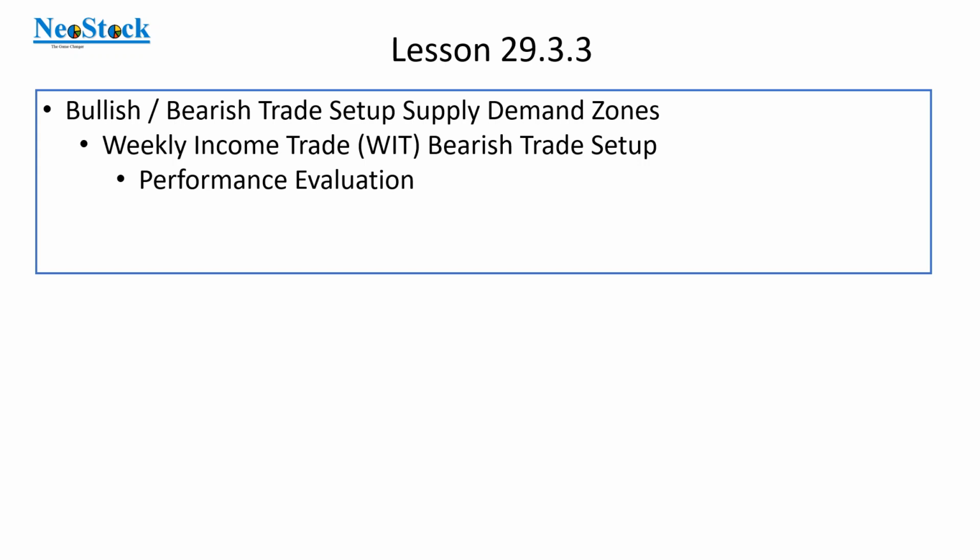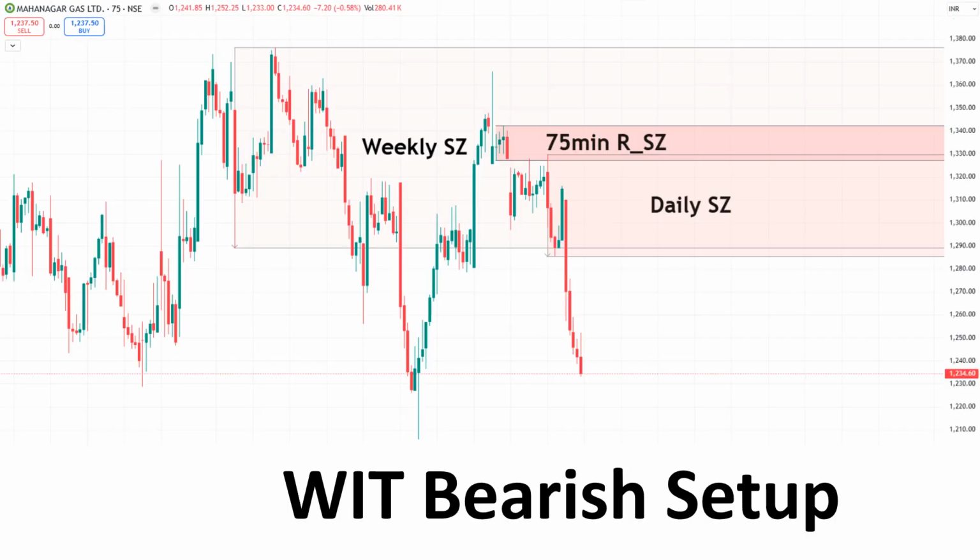6 bearish trade setup supported stocks. Out of 6, we identified this particular stock MGL as a high probability trade setup that supports the weekly income trade bearish trade setup. And the entry time frame is the 75 minutes zone. How we identified this as a high probability trade setup, and what is the performance during this week?